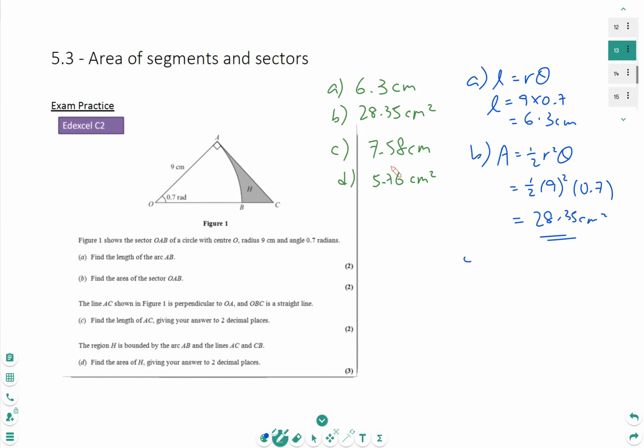Question C. The line AC shown in figure 1 is perpendicular to OA, where OBC is a straight line. Find the length of AC.